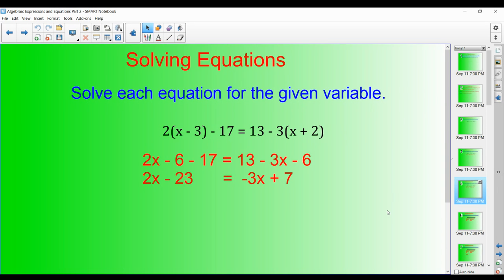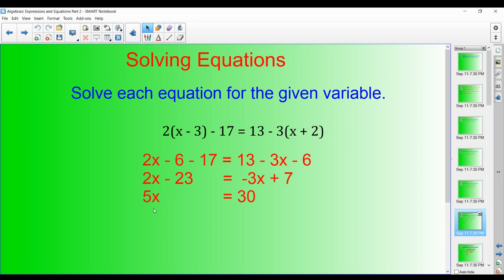I like moving the smaller x's, so negative 3x is smaller, so I'm going to add 3x to both sides. And then I've got to move the negative 23 over as well. So I add 3x to both sides, and I add 23 to both sides. And then to undo multiplication, I'm going to use division. So I divide both sides by 5.